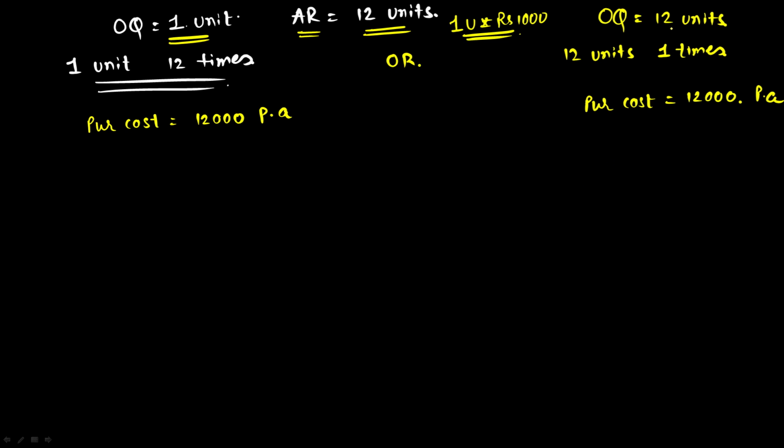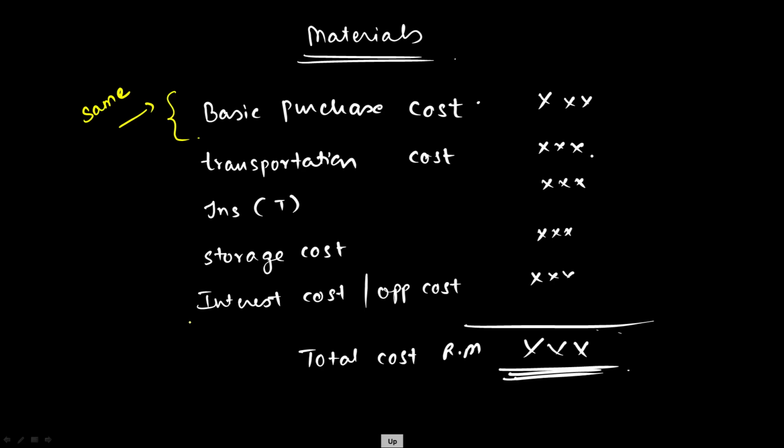Do you think here you should be getting some discount in this portion? Here you should be getting a discount or not yet? Why? You are purchasing 12 units at a time, so you are purchasing in bulk. If you are purchasing in bulk, you will have some negotiation power. You can get some bulk discount. But right now we are assuming that our purchase cost is remaining the same.